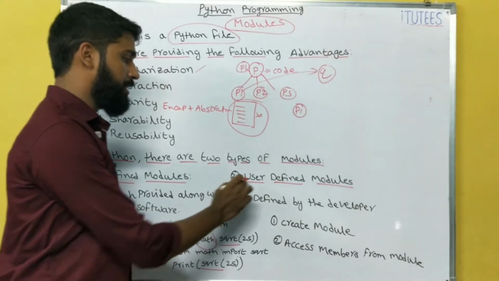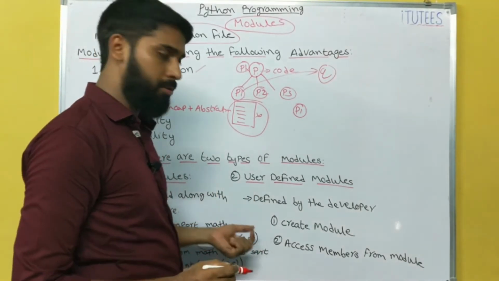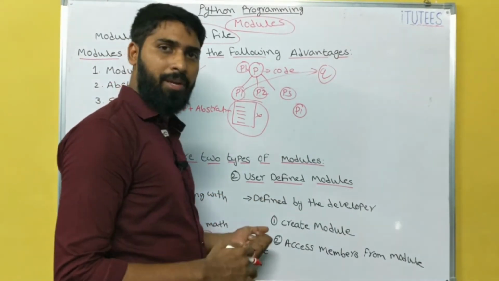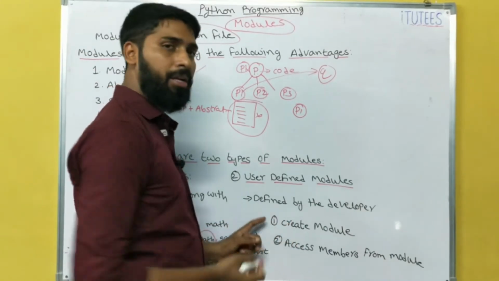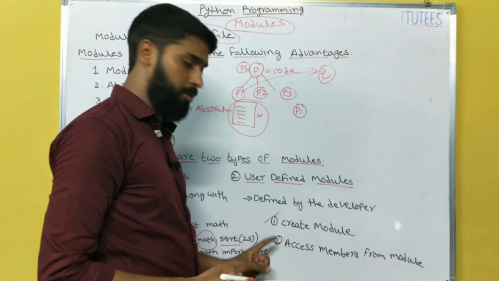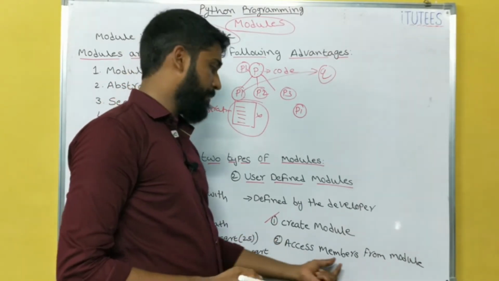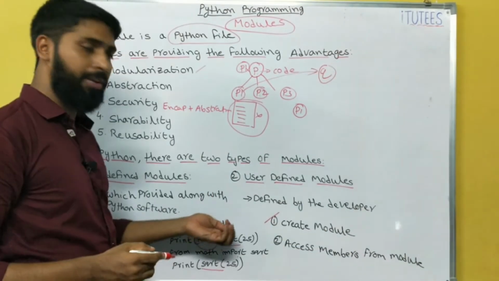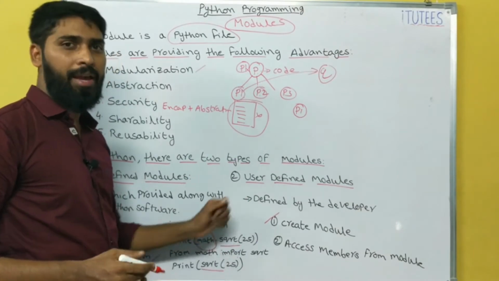Now we can see user defined modules. User defined modules are defined by the developer. How can we define a module? There are two steps. One is create the module, and second one is access the members from another module. We can discuss user defined modules with an example.